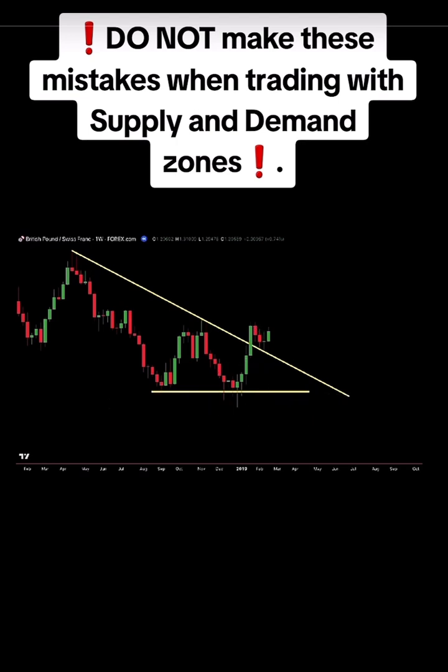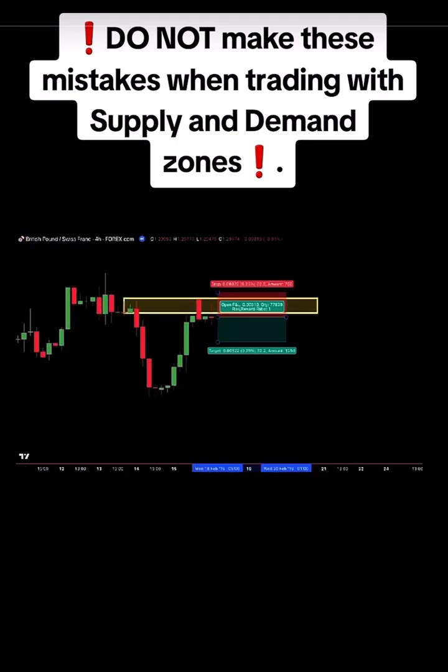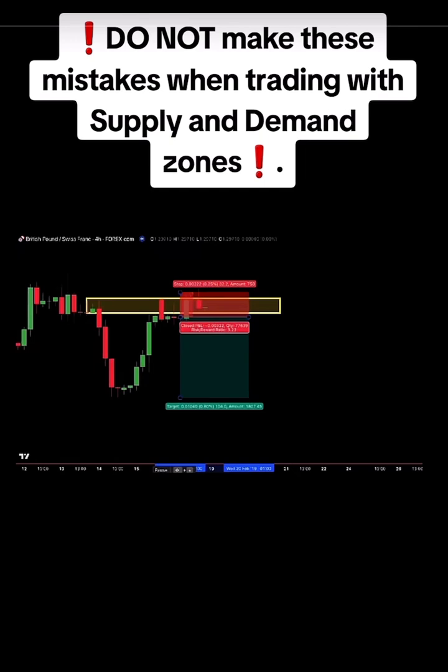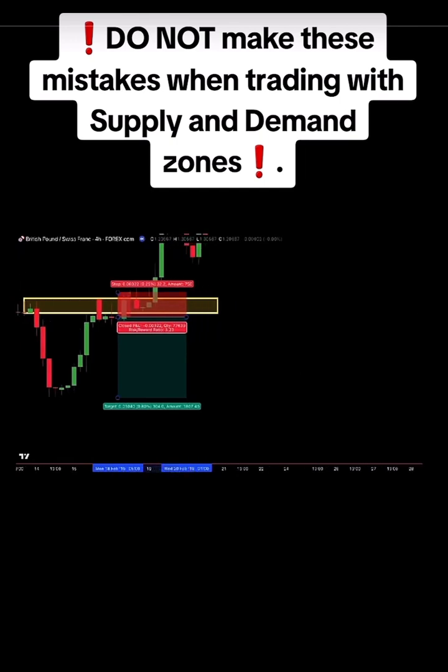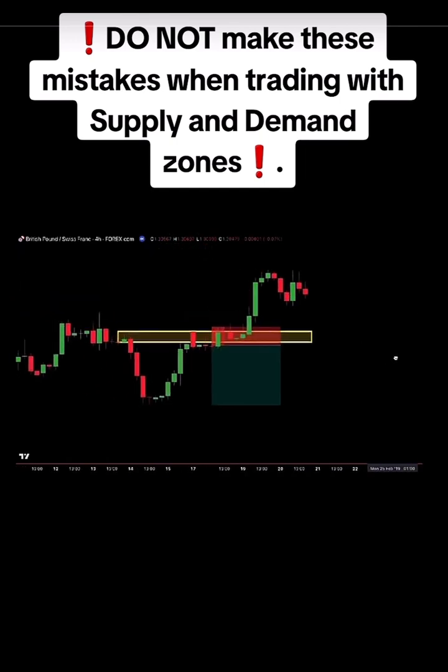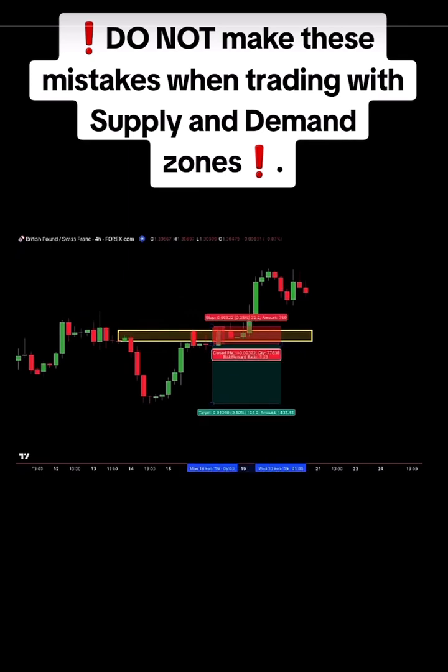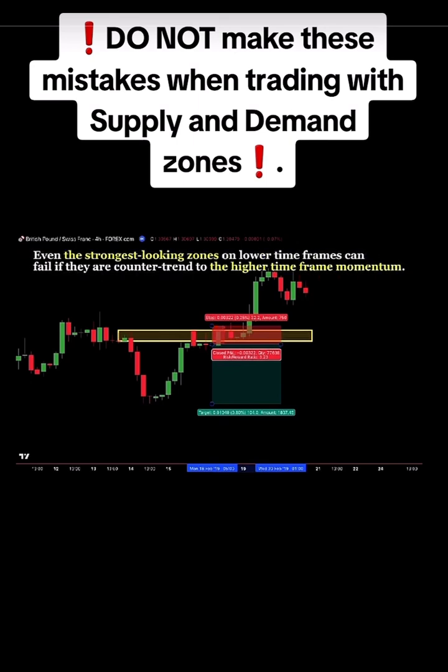Now that we understand the bigger picture, let's look at the 4-hour supply zone again. While the supply zone still looks valid, we now realize that it's against the higher time frame trend. Even though the 4-hour setup meets all the technical criteria, it has a much higher chance of failing because it goes against the overall momentum seen on the weekly chart. So, why is higher time frame analysis crucial? Institutional traders, the real drivers of market direction, operate on higher timeframes. Even the strongest looking zones on lower timeframes can fail if they are counter-trend to the higher timeframe momentum.